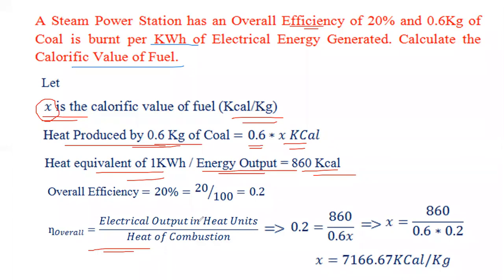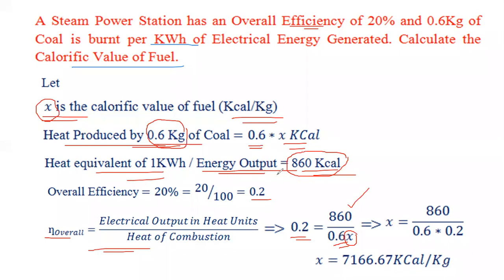Electrical output in heat units means what is the electrical output? 860 kilocalorie, by the input, the heat of combustion. How much fuel is utilized? 0.6 kg, with respect to the calorific value, that is 0.6 into X. Here the overall efficiency given in the problem is 0.2. Here we want to find the X value by cross multiplication. X equals 860 by 0.6 into 0.2.